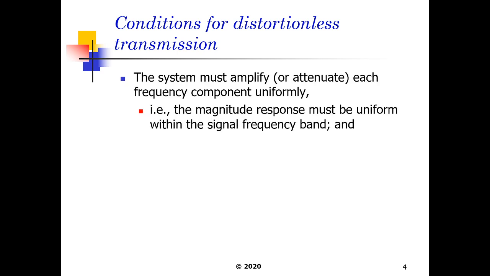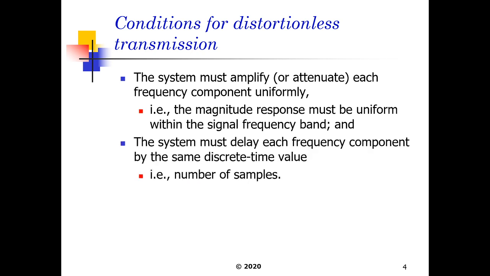So the system itself needs to make sure that it amplifies or attenuates all the frequency components in that signal uniformly. It needs to be across the entire signal. So the magnitude response in this case needs to be uniform within the signal frequency band. And the same also holds true for the frequency components. They also need to be delayed by the same discrete time value. This means the number of samples it is delayed by, all the frequency components in that signal must be delayed by that same number of samples.